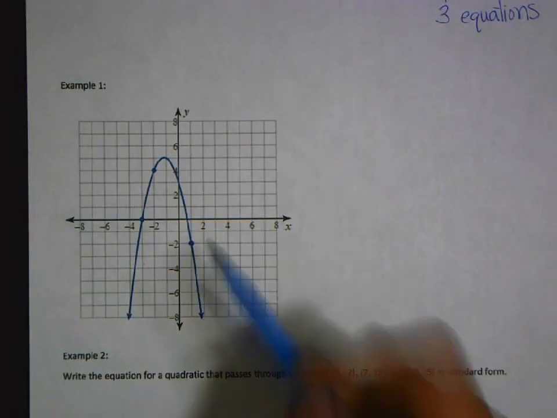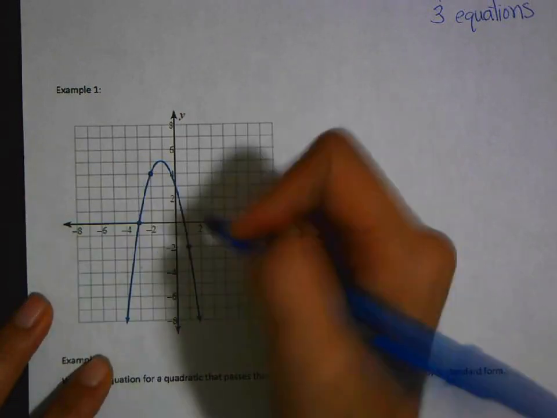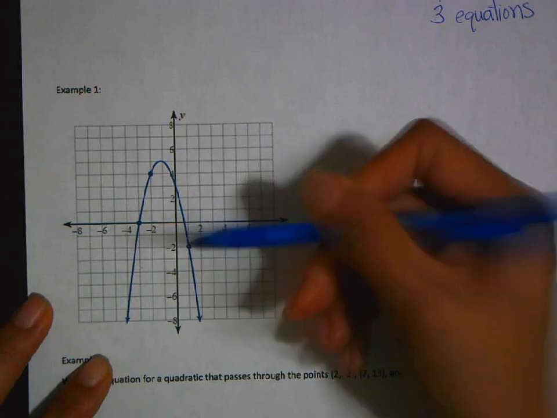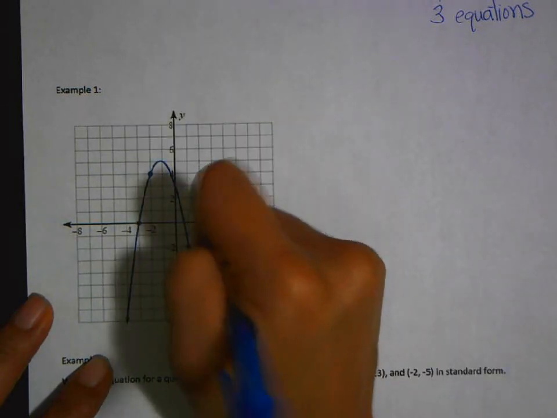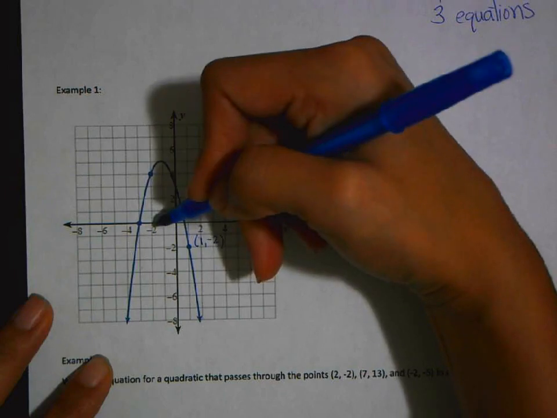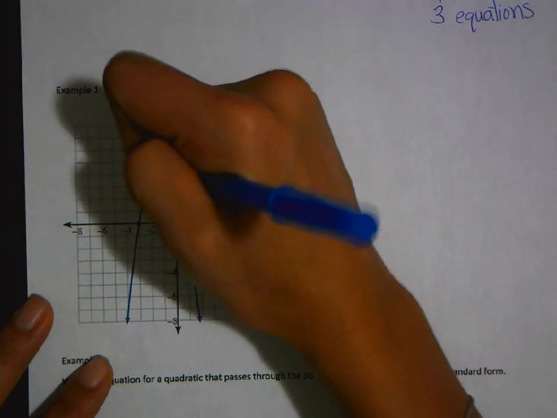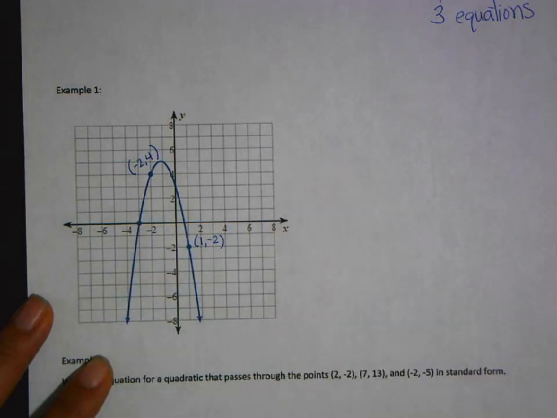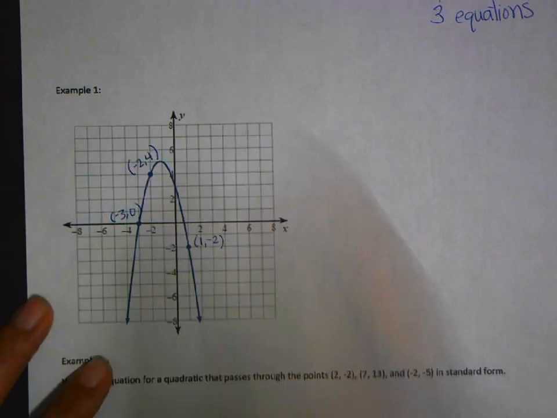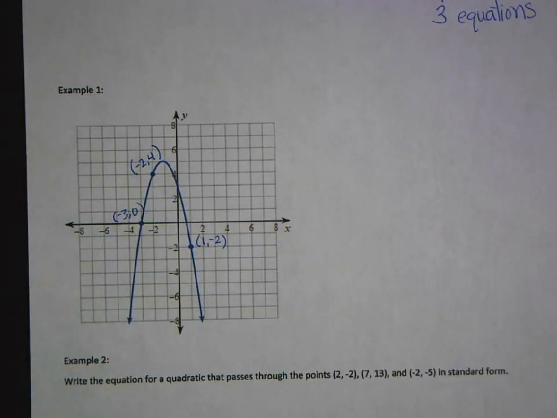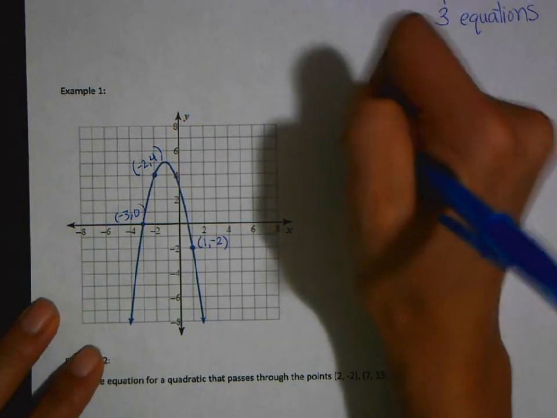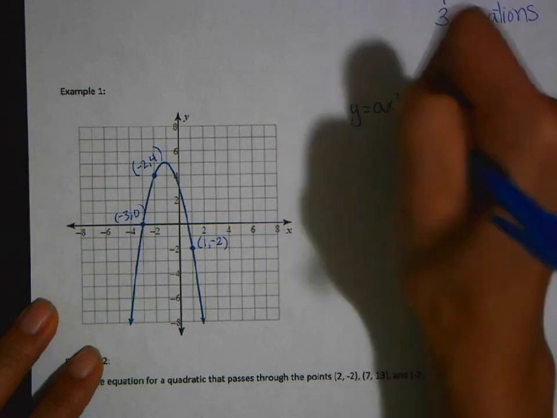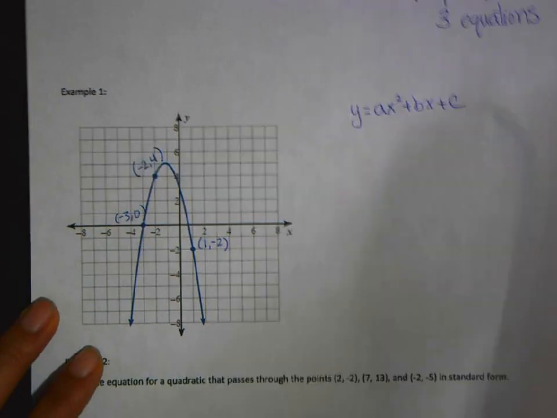Jump right in. Here is my graph. On this graph, there are 3 identified points. And this one right here looks like it's (1, -2). This point right here looks like it's (-2, 4). And then this last point right there looks like it's (-3, 0). All right, from each of those points, I have an x and a y, and that's enough to give me the equation. So because I have 3 points, I'm using y equals ax squared plus bx plus c.